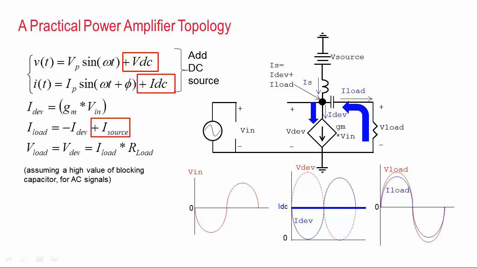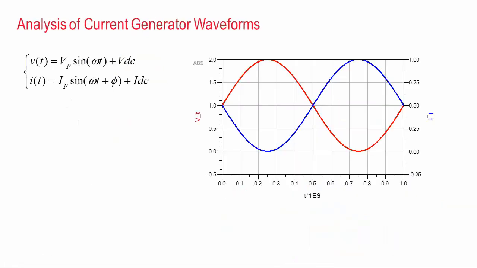But there's one more thing that we need to consider. Since there's a DC offset across the device, power is not just being dissipated in the load, it's also being dissipated in the current source of the device. So let's take a closer look at this. Here I have voltage and current sinusoids, and these are offset by DC bias components. So here's the DC voltage, and here's the DC current.